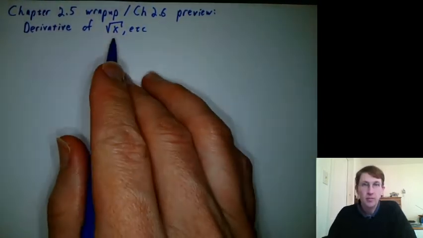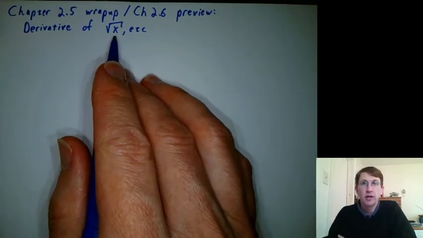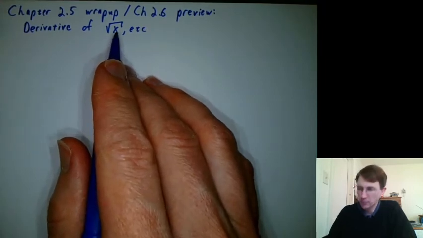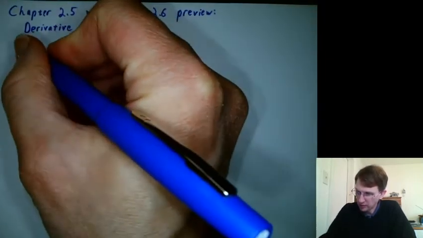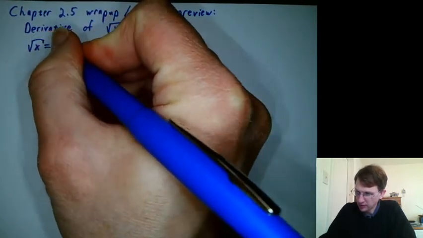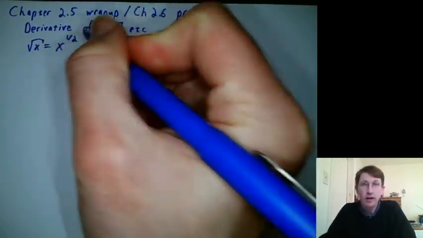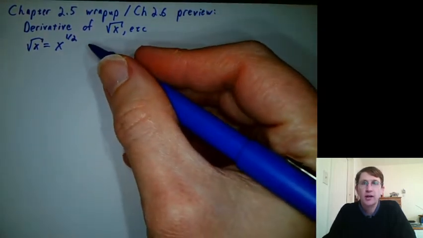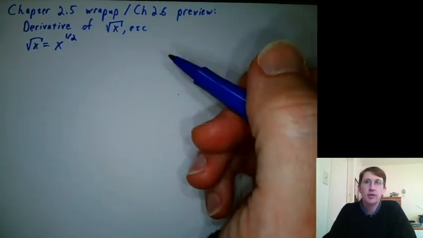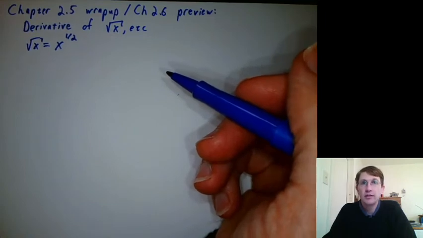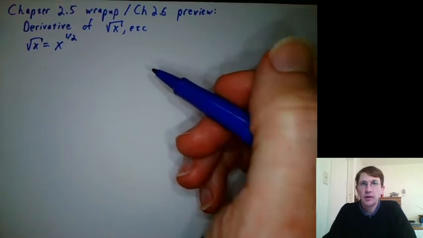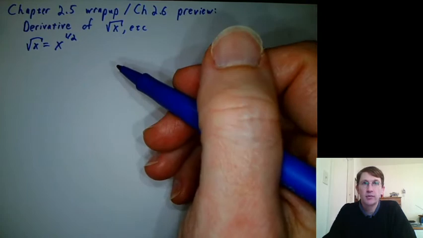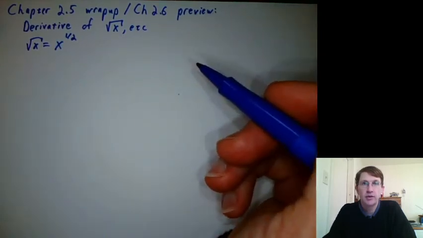So what can we say about the derivative of square root? We haven't really talked about that before, but we do have a power rule. We know that the square root of x is equal to x to the 1/2. And then can we use a power rule on x to the 1/2? Technically at this point we only know that we can use the power rule for integer powers, but it turns out it does work for x to the 1/2. Sorry to spoil chapter 2.6 for you.